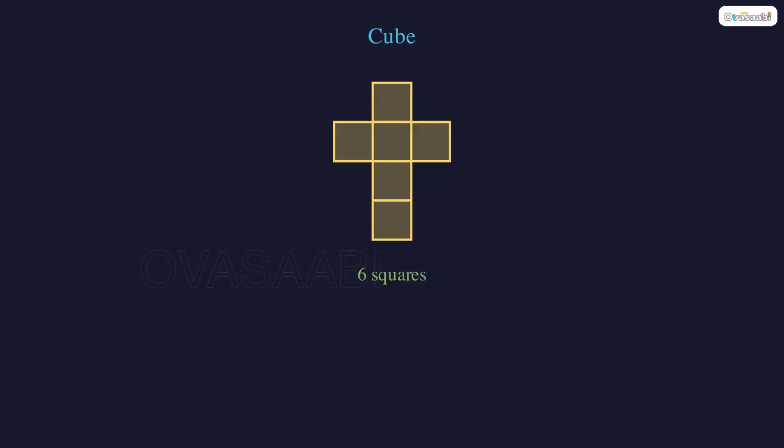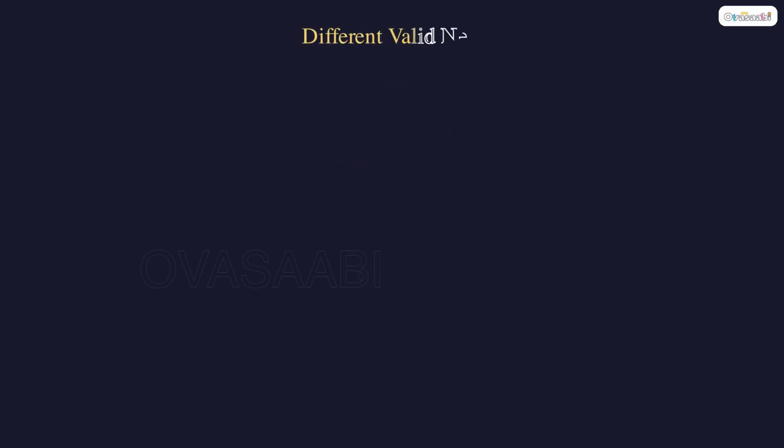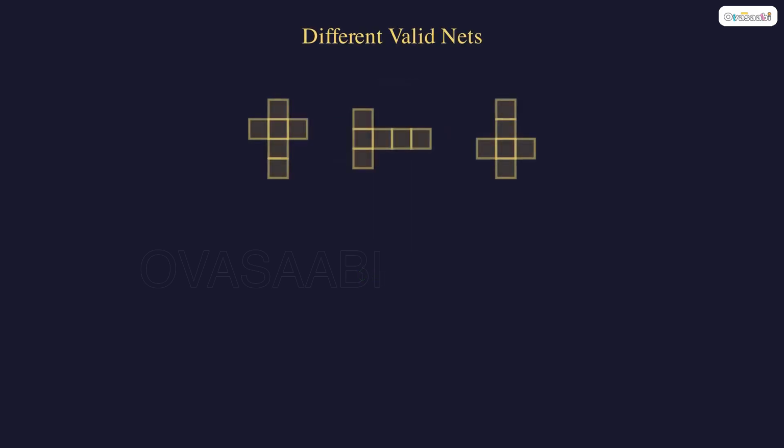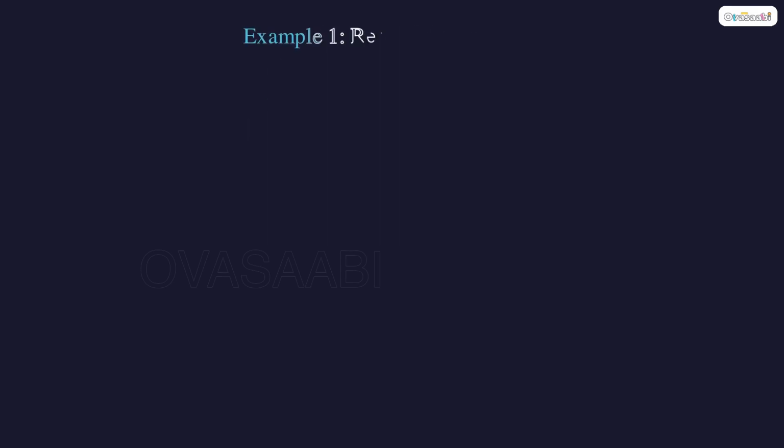A cube has 6 square faces. When we unfold it, we see all 6 squares joined along their edges. This is the net of a cube. Important: a cube can have many different nets. As long as 6 squares connect properly and fold into a cube, it's correct.